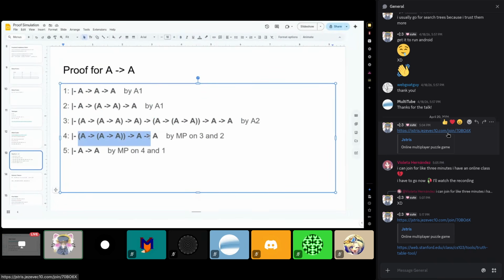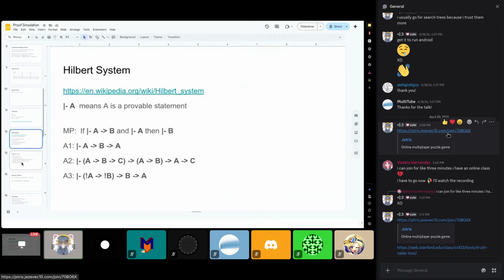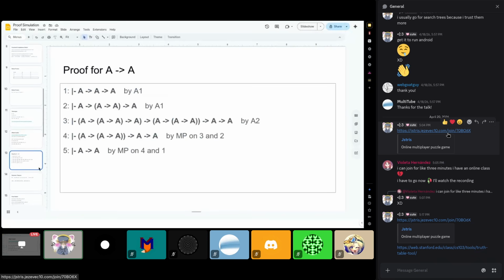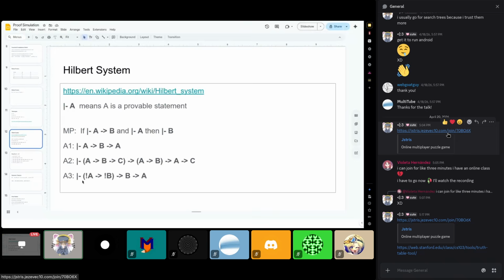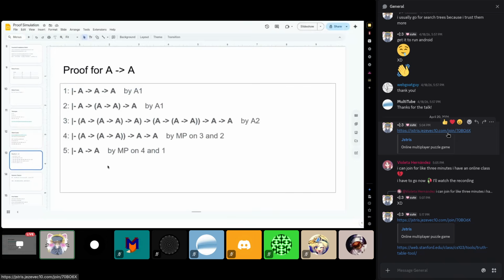Yeah, modus ponens on 4 and 1. That's neat. So one special thing about Hilbert systems is that everything you can prove in this specific Hilbert system with these assumptions is a tautology. Right. So A implies A. We saw earlier that this is a tautology.